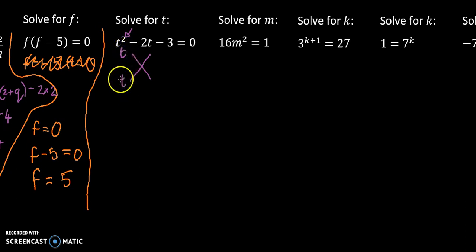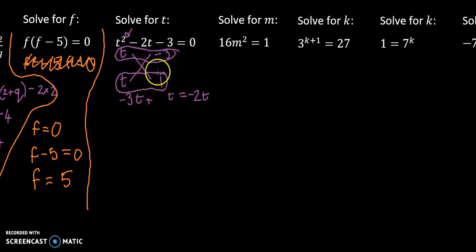So t and t, why? Because t times t is t squared. Then let's do minus 3 and 1, why? Because 1 times minus 3 is minus 3. So now t times 1 is going to be t, and minus 3 times t is minus 3t. What are they when they're added together? Minus 2t. So therefore, our brackets are going to be t minus 3 and t plus 1.